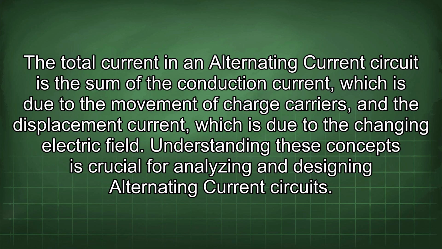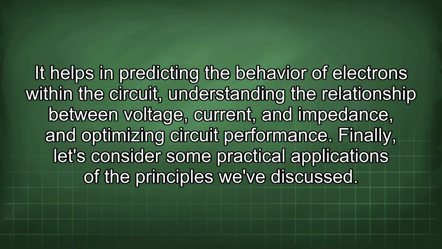The total current in an alternating current circuit is the sum of the conduction current, which is due to the movement of charge carriers, and the displacement current, which is due to the changing electric field. Understanding these concepts is crucial for analyzing and designing alternating current circuits. It helps in predicting the behavior of electrons within the circuit, understanding the relationship between voltage, current, and impedance, and optimizing circuit performance.